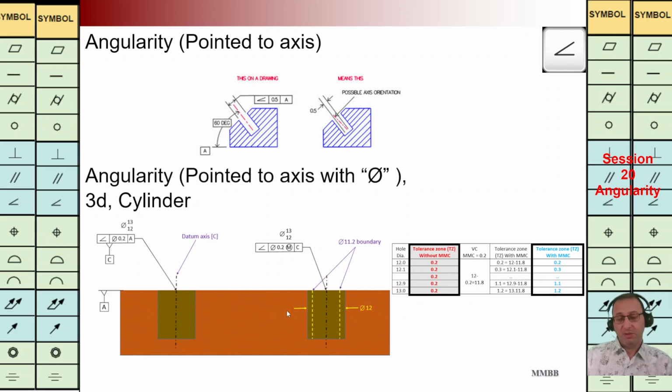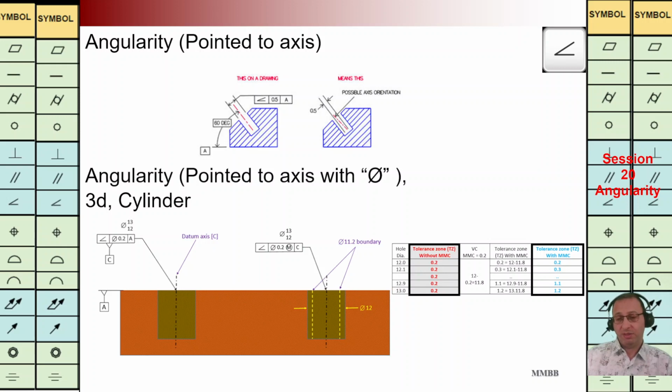At the bottom, on the right hand side, we have a cylinder. The diameter is going to change between 12 and 13. We have the angularity symbol. We have the diameter symbol in the second box, and TZ is 0.2. We have the modifier MMC. Back to C. C is the axis of this hole on the left hand side. Whenever we have modifier MMC or modifier LMC, it means the TZ is not constant.